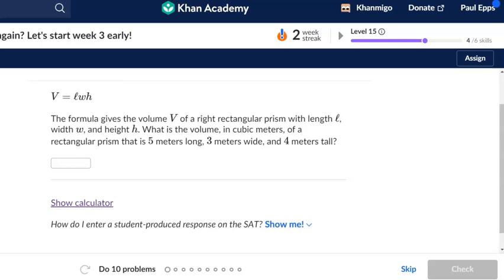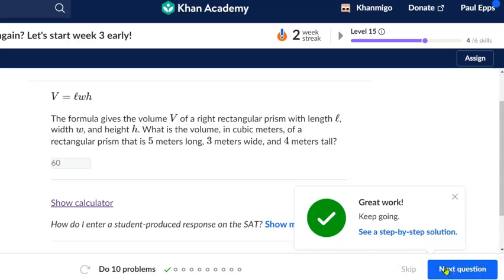V equals LWH. This formula gives the volume of a right rectangular prism with length L, width W, height H. What is the volume in cubic meters of a rectangular prism that is 5 meters long, 3 meters wide, and 4 meters tall? Just multiply them all together. 5 times 4 is 20, times 3 is 60. Let's try that.